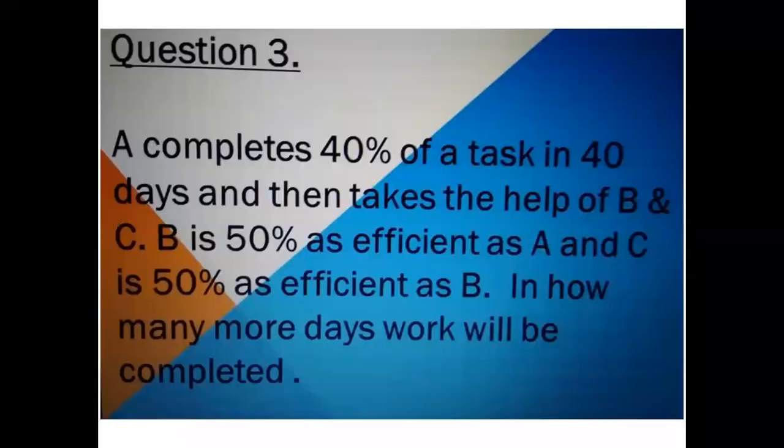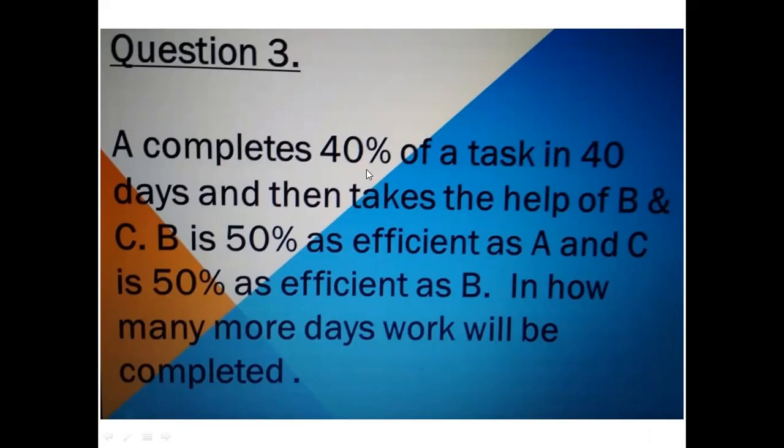Now let's come to the next question. A completes 40% of a task in 40 days and takes the help of B and C. If A is doing 40% of the task in 40 days, he has done 40% of the work himself. The remaining work, that is 60%, he is doing with the help of B and C. B is 50% as efficient as A, and C is 50% as efficient as B. In how many more days will the work be completed? They are talking about the remaining 60% of the work.